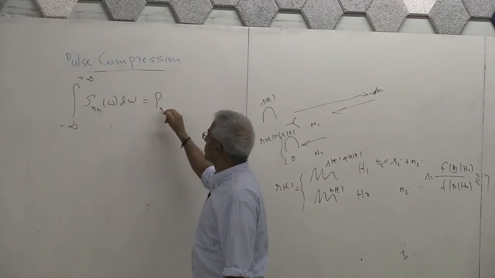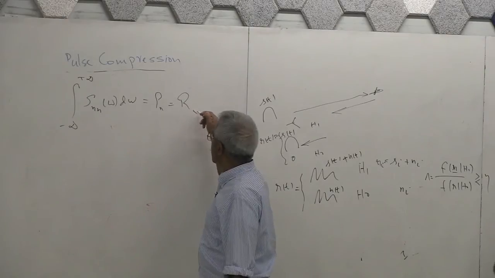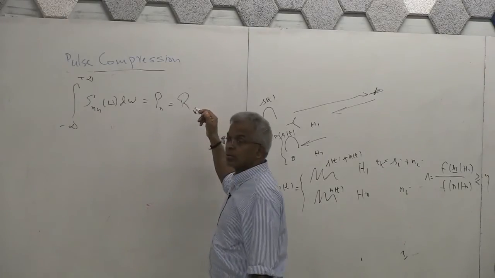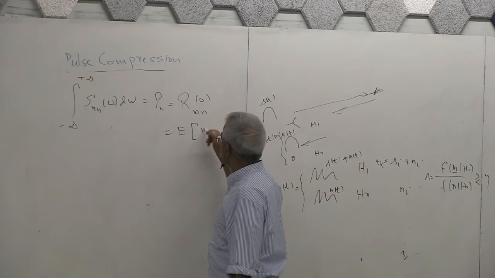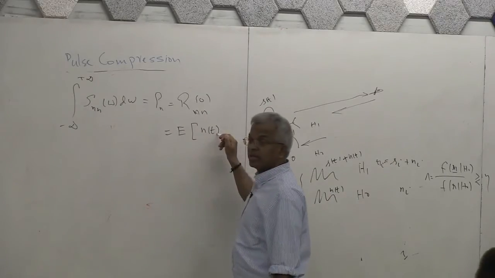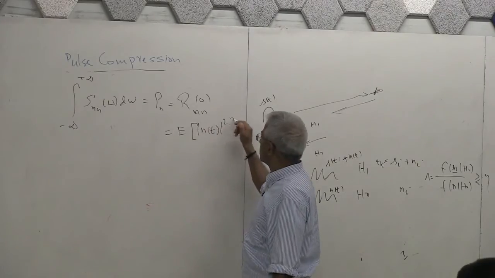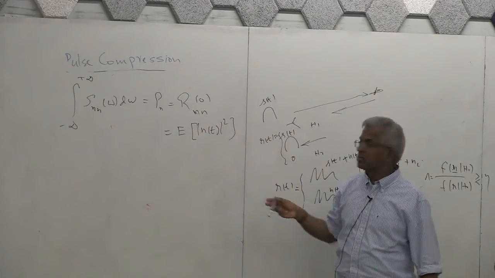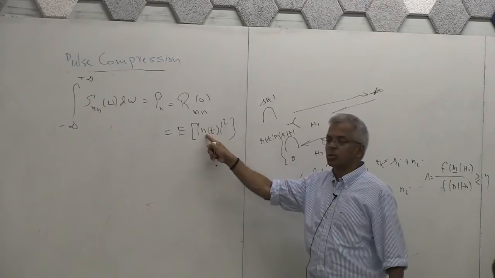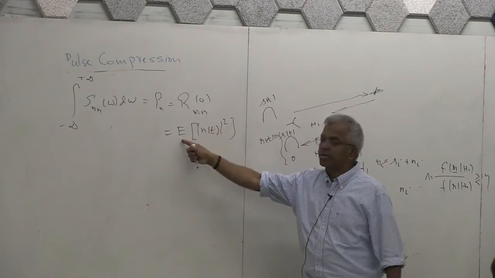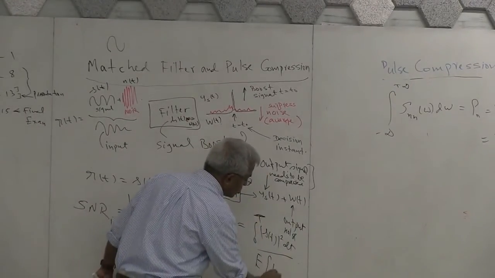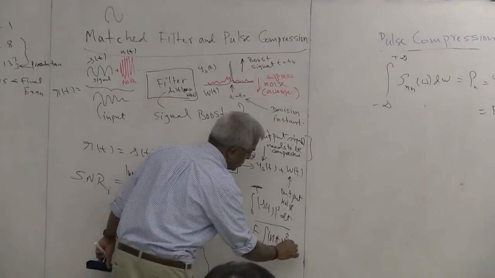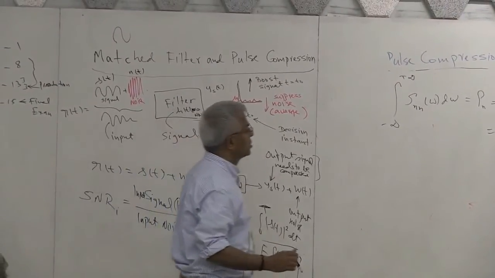This also happens to be what? R_n of zero, which is the expected value of n(t) n star(t), squared. So it is this. That makes sense because if this is the voltage, this is the expected value of the square of the voltage. So that will be the noise power. This is what we mean by the input signal to noise ratio.